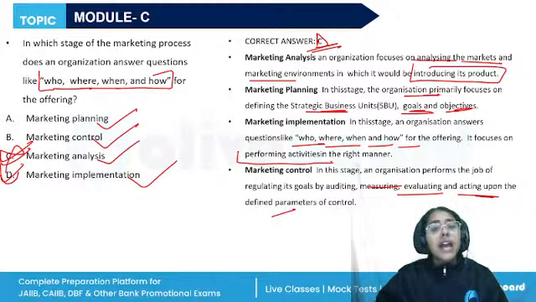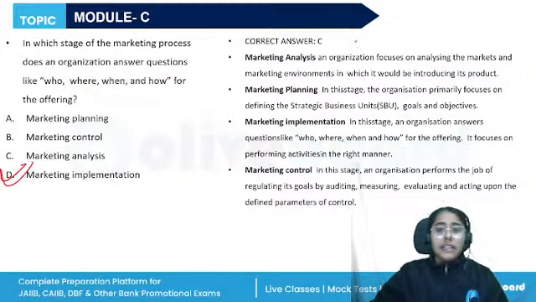So, first we will analyze the market. Based on the market analysis, we'll develop a plan. Then we will implement that plan and then we will control or regulate it. So, the correct answer is option D, marketing implementation.